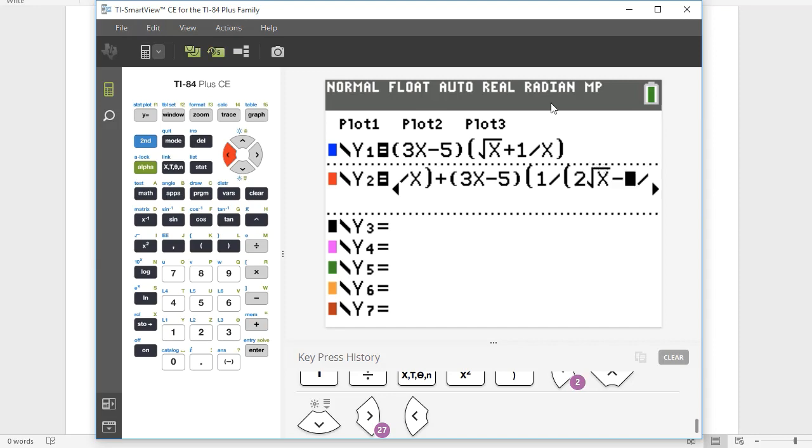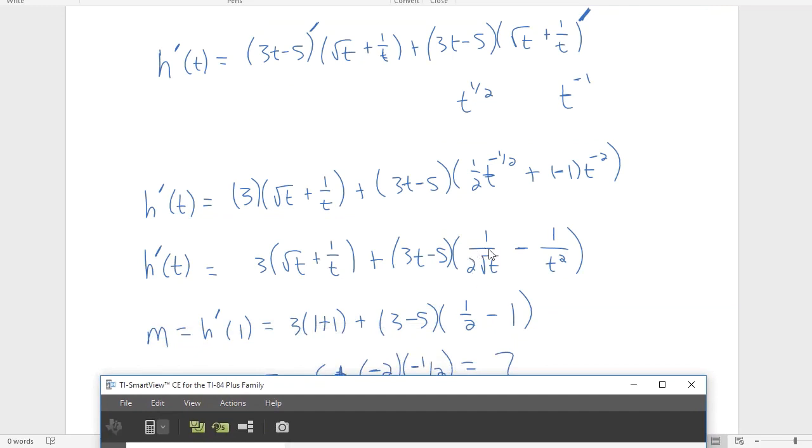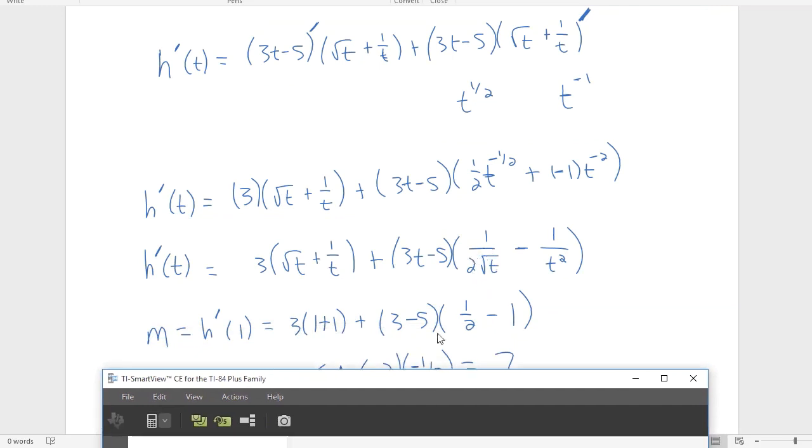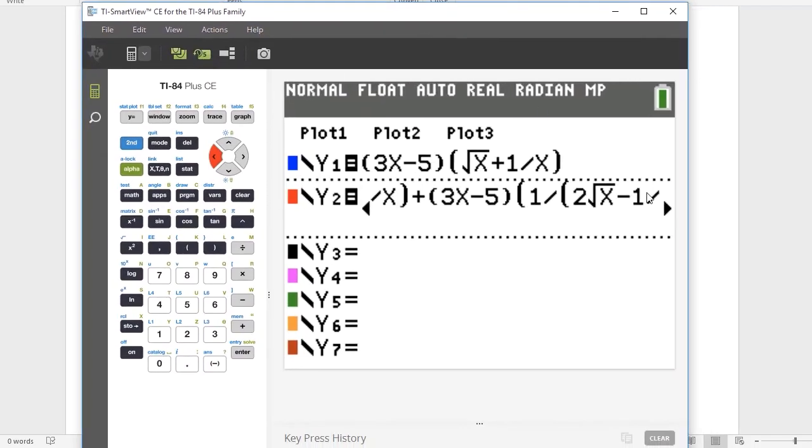And I want the denominator in parentheses, right? I want 2 root x in its own parentheses. So I actually left the parenthesis off here, so I'm going to come back and insert it. I'm going to do second delete, which is the insert key, and put the parenthesis there. So I'm encasing the whole thing in parentheses in that denominator.